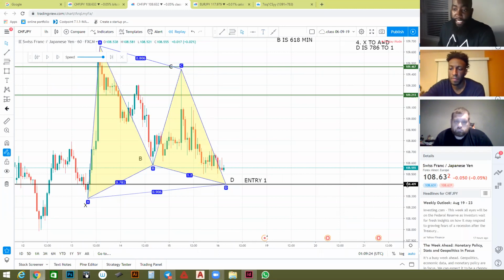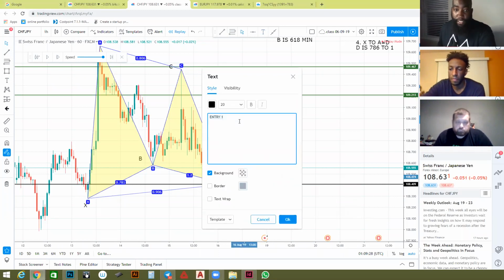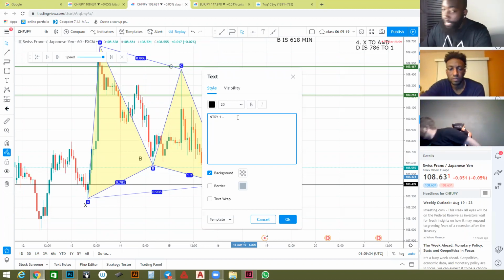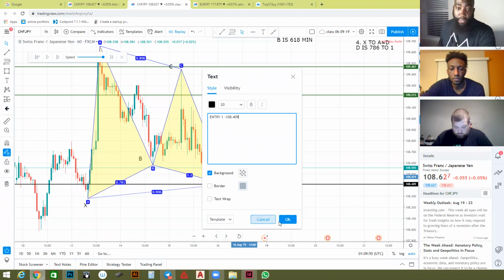Entry 1, we might say like entry 1 at 108,409. Oh, what is going on here? Oh, my num lock isn't on. Oh, thanks a lot. Bam. Let's say entry 1 right there.